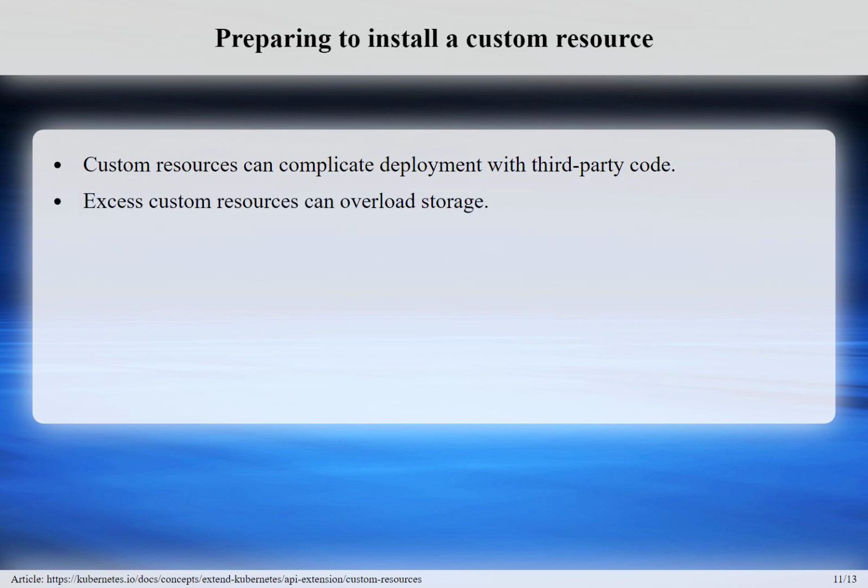2. Impact on storage. Custom resources, similar to config maps, consume storage. Adding too many might strain the API server's storage capacity. This concern is valid for both main and aggregated API servers if they share storage.